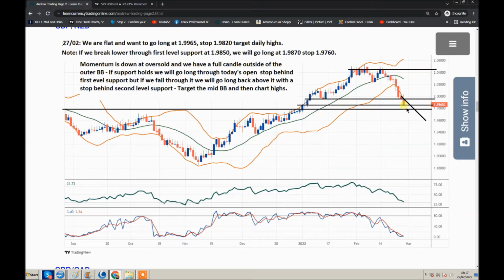Now, we're right at support. What if we break it? You can see what I'm going to do. If we break through 198.50, I will literally go long at 198.70. I won't give it much. So if we go through here, I'll look for reversal, and then my stop is 197.60 behind 198, which is actually a big level of support on the longer term charts as well. It's an accelerated sell-off, and I expect the selling to climax.